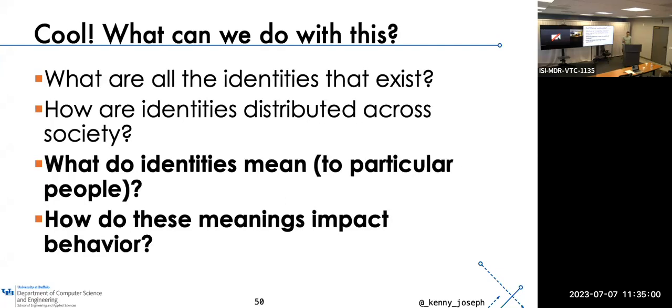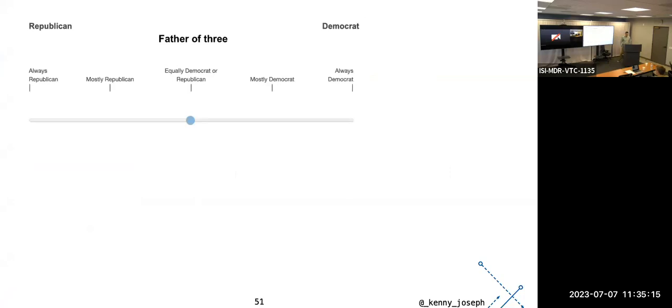I would argue, though, that these two questions are probably more interesting: what are the meanings that we attach to these identities, and how does the meaning that we infer shape behavior? The second part of our work in this space has been starting to look at these questions. Again, returning to standard social psych approaches to characterizing meaning, these scales, you ask survey respondents, like, where does father of three line up on partisanship?